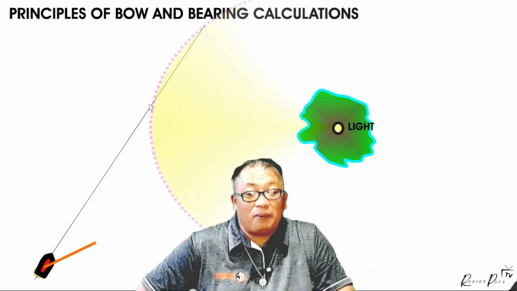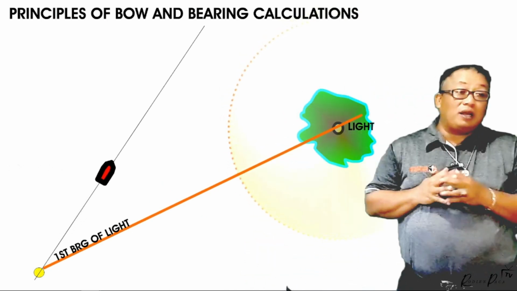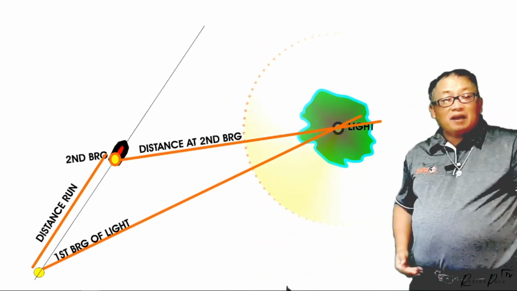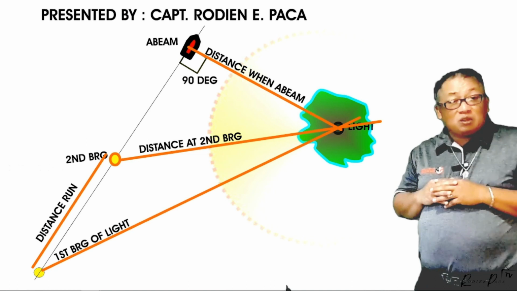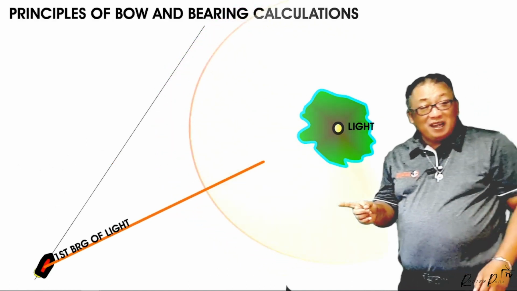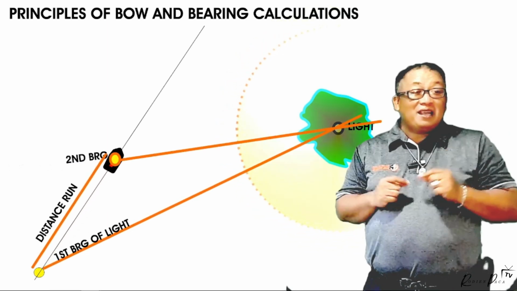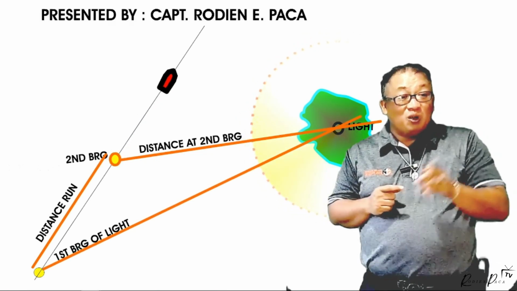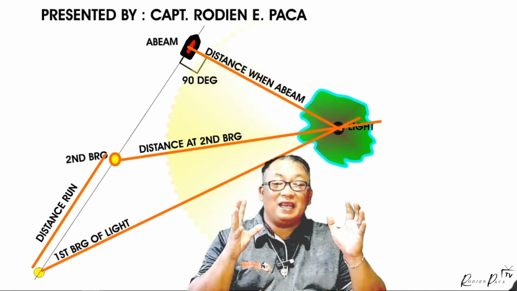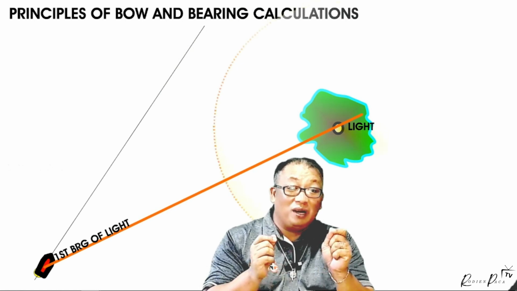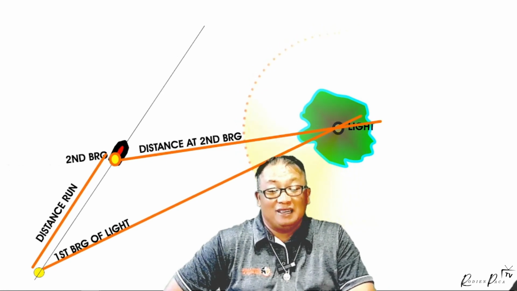We'll start with the application. The basic application of bow and beam bearing is actually a right triangle. First bearing, second bearing, and then you wait, the lighthouse will be abeam. A beam is actually 90 degrees, like in my animations. So the principle of bow and beam bearing calculations emanates from a 90-degree triangle, which is a right triangle, and we will discuss more about this one. This becomes very easy for you to understand because I will teach you the basic principle of calculation in a very simple manner. Okay, let's proceed.